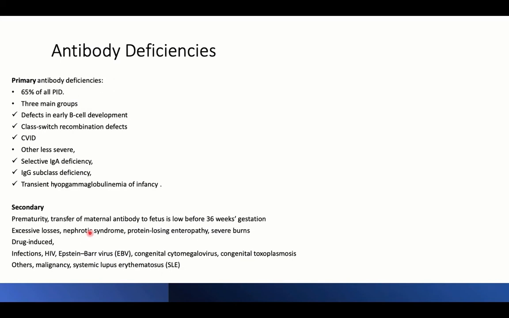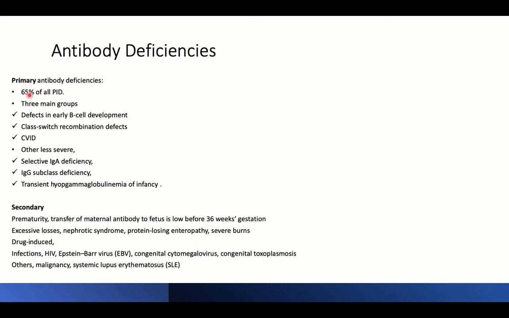This will end by antibody deficiency. Also, losses can be in stool in case of protein losing enteropathy, losing excessive amounts of proteins in the stool due to enteropathy will cause antibody deficiency. Severe burns also, with protein loss, will cause its deficiency. It can be drug induced, can be due to certain infections, can be due to malignancy or autoimmune disorder. These are secondary causes for antibody deficiency.